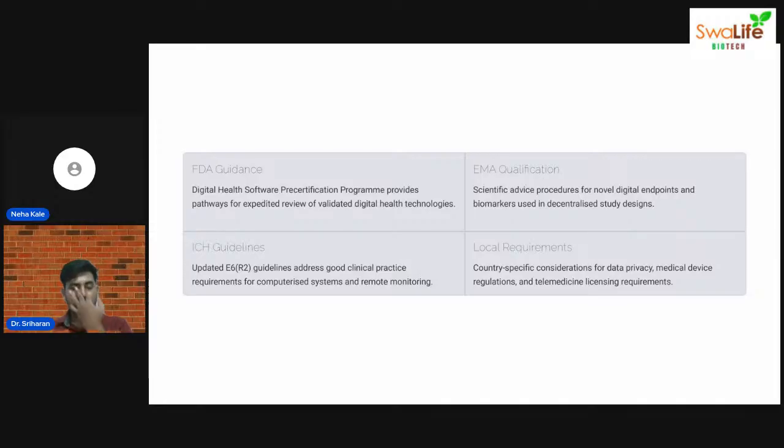Likewise, ICH guidelines also cover computerized remote monitoring; they tell how remote monitoring takes place, along with its rules and regulations. And the local requirement is nothing but that different countries have different laws.